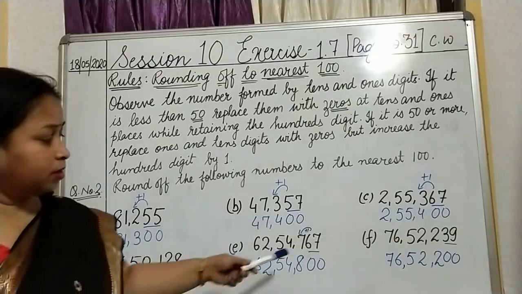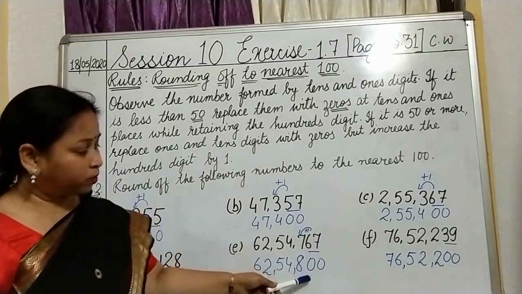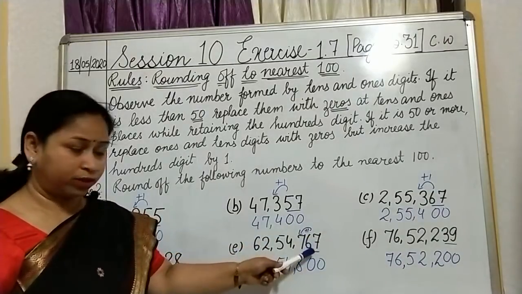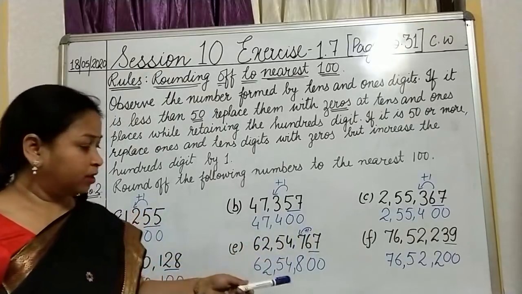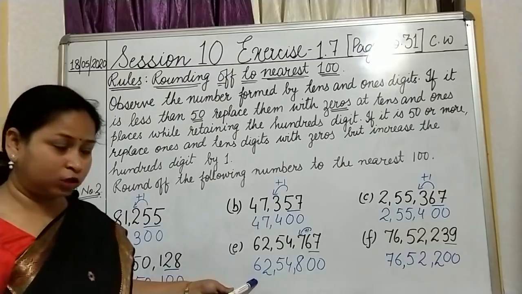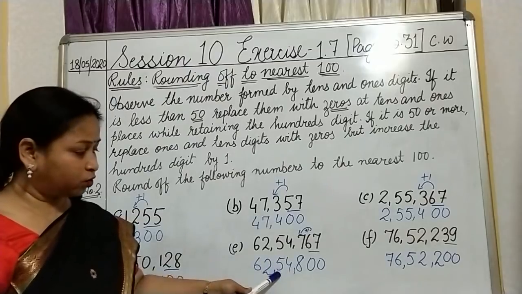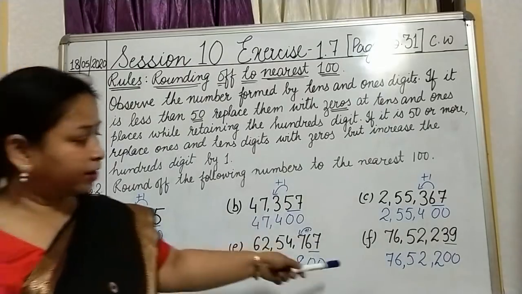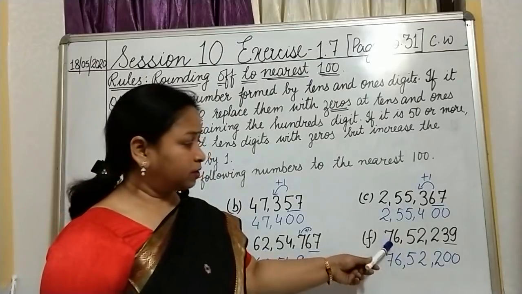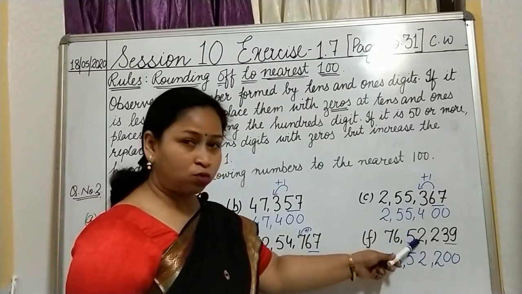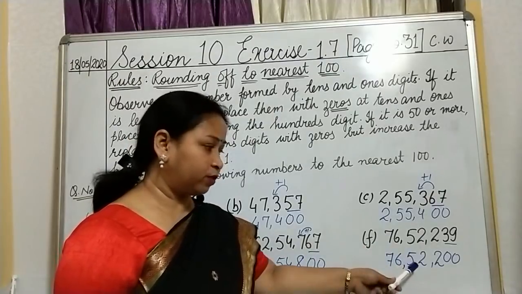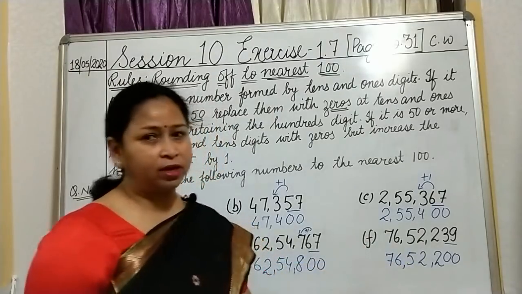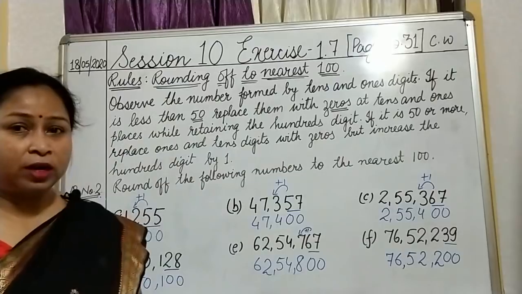Then question number E, 67. So we have 00 over here, more than 50, right? Then increase the 100 place by 1. So you have the answer 62,54,800. Next, last question, 76,52,239 changes to 76,52,200. Isn't it very easy? Okay. Want to learn more?